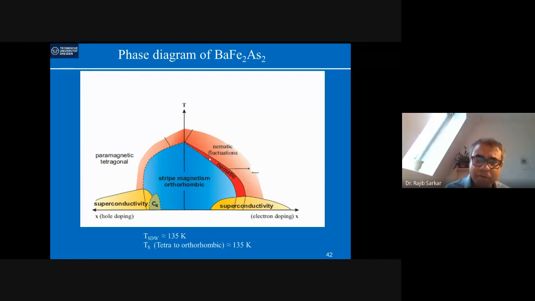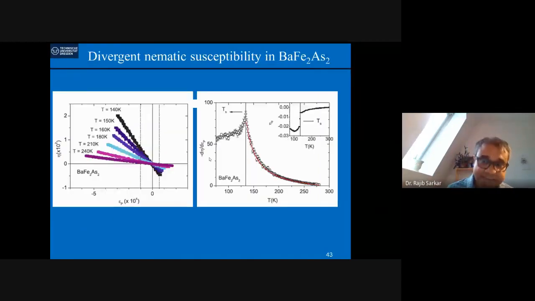And that was really important to know, because many people thought that the superconductivity in these iron pnictides emerges out of the nematic phase. Therefore, one has to understand the nematic state of the system. Only then can you understand where the superconductivity emerges from. So that's the reason it was important for us to understand the nematic state of this system.